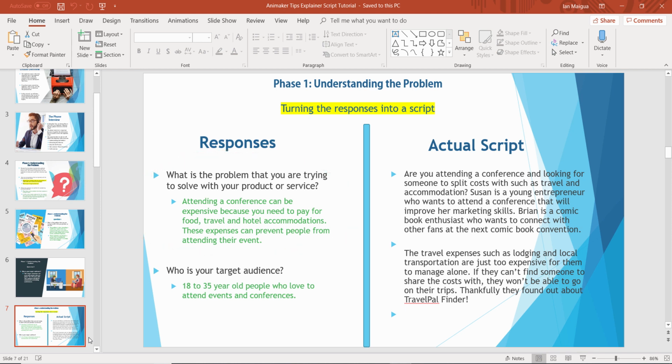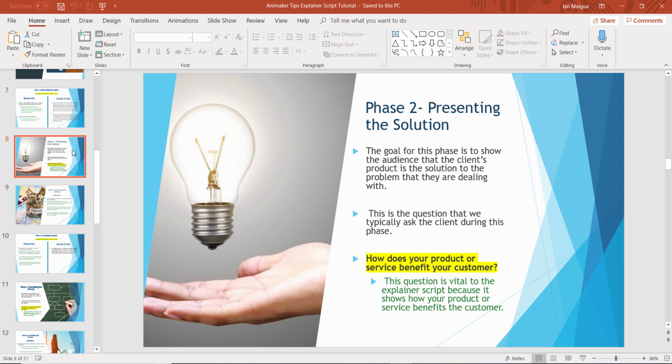Now after completing this phase, the next phase is to present the solution to your audience. In phase 2, which is presenting the solution, it's important to show how your product will solve a customer's problem. The best way to help you with this section is to ask yourself this question: how does your product or service benefit your customer?